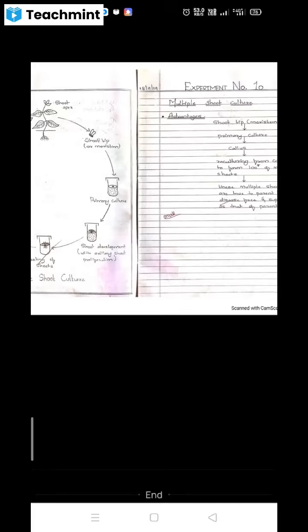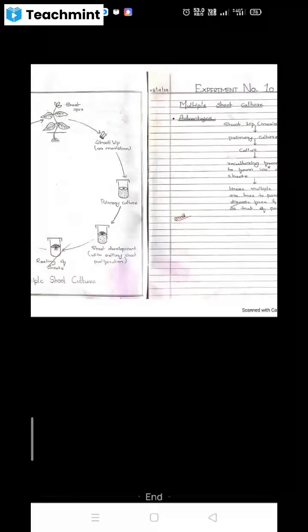So this is about the multiple shoot culture. जो remaining practical that we have, we will discuss in the next lectures.